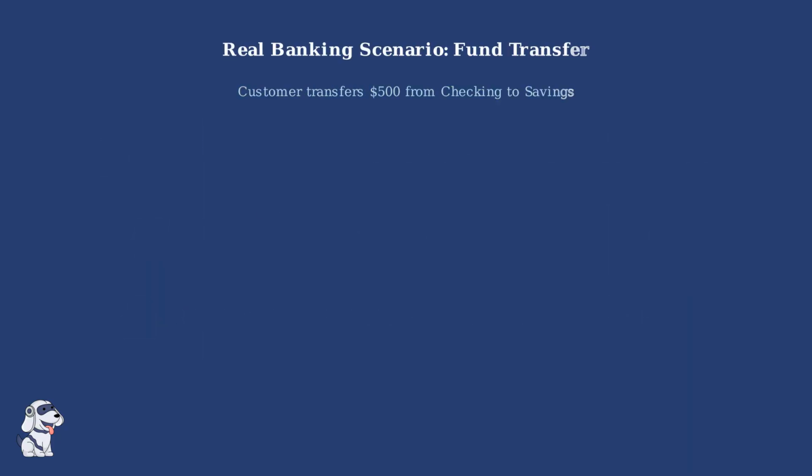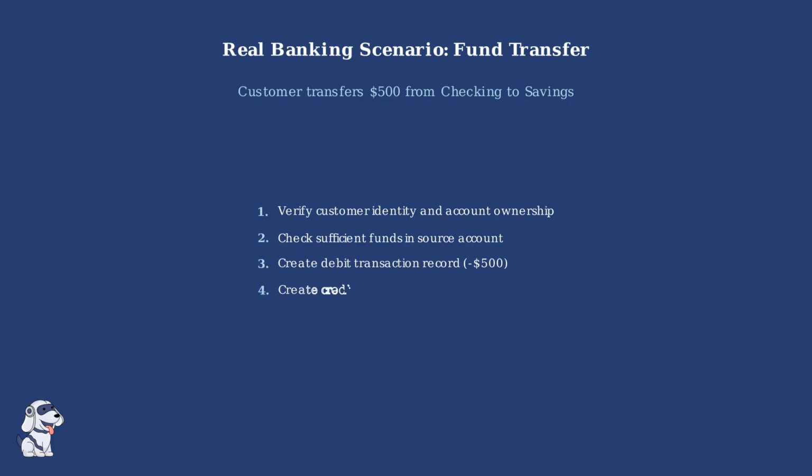Consider a real banking scenario where a customer transfers $500 from checking to savings. The normalized database structure ensures this complex transaction maintains data integrity through multiple verification steps, atomic transaction recording, and consistent balance updates across related tables.